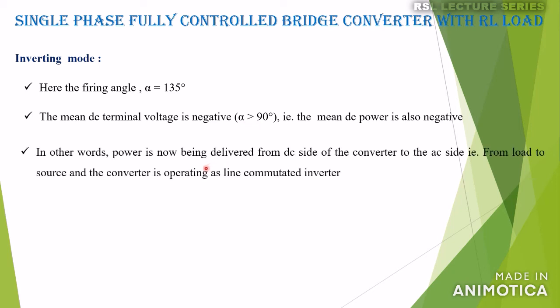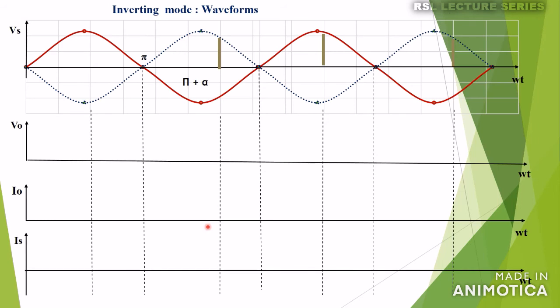So we can say that the power is delivered from the DC side of the converter to the AC side, that is from load to source. So it is said that the converter is operating as a line commutated inverter. Here 2-quadrant operation is possible. So now we'll discuss the waveform.